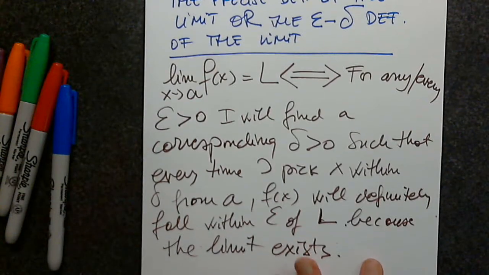So let's look at it again. The limit is L implies that for any and every epsilon on the planet, as small as you want, I will always find the corresponding delta, which will be around a, of course, such that every time I pick x within delta away from a, f of x, whatever I pick, will definitely fall within epsilon of L because the limit exists.